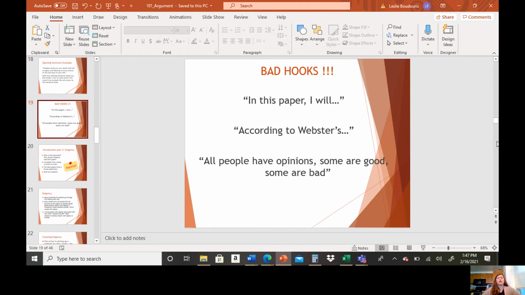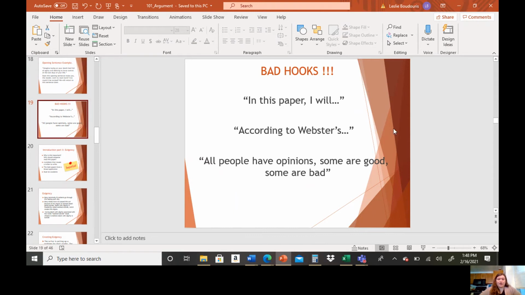Bad hooks: don't start your paper with anything remotely close to this. If you say "In this paper I will," even if it's not the opening sentence, don't say that. It's unnecessary language. Say what you want to say. That's not even an argument that you're going to talk about. Just cut that out.